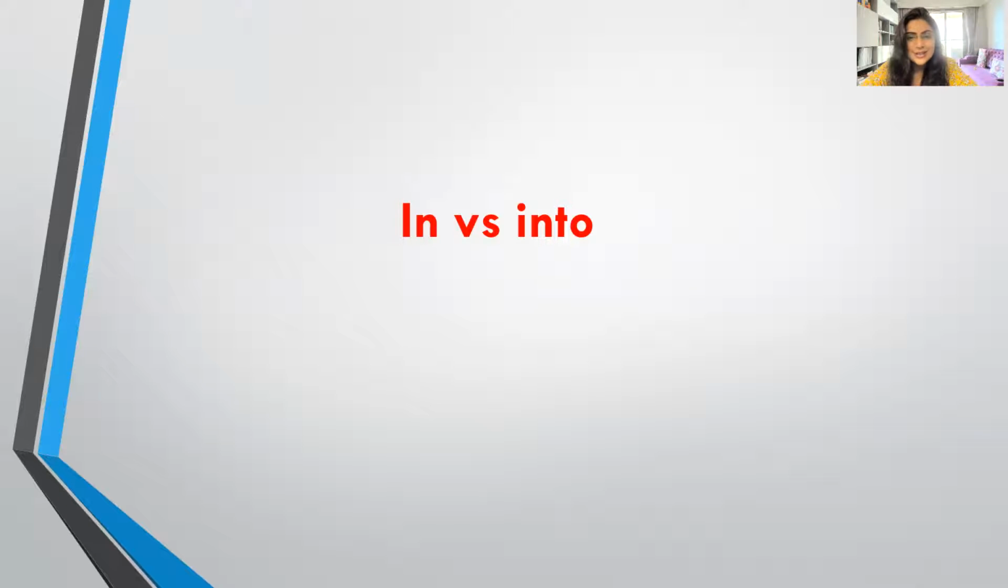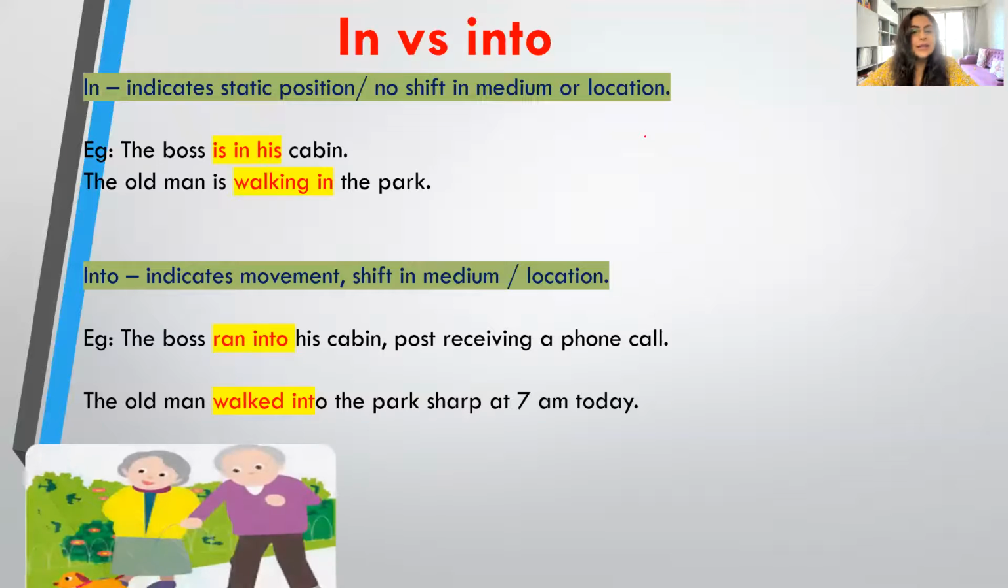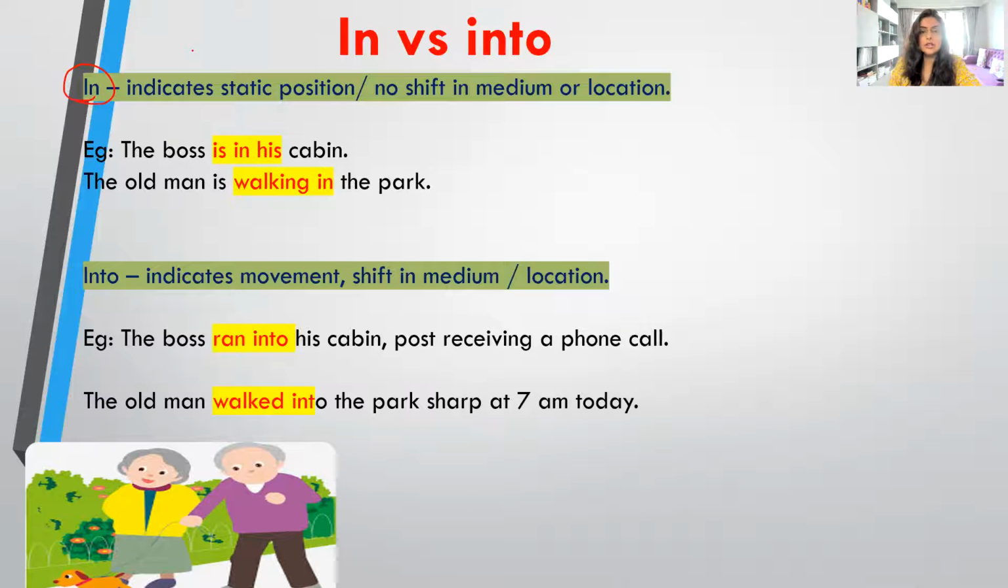Let's understand what's correct. When I say in, what does in indicate? In indicates a static position, a position where there is no shift involved. There is no change in location, no change in medium. So when I say the boss is in his cabin, it means he is already static there, already settled in his cabin. There is no change in location.